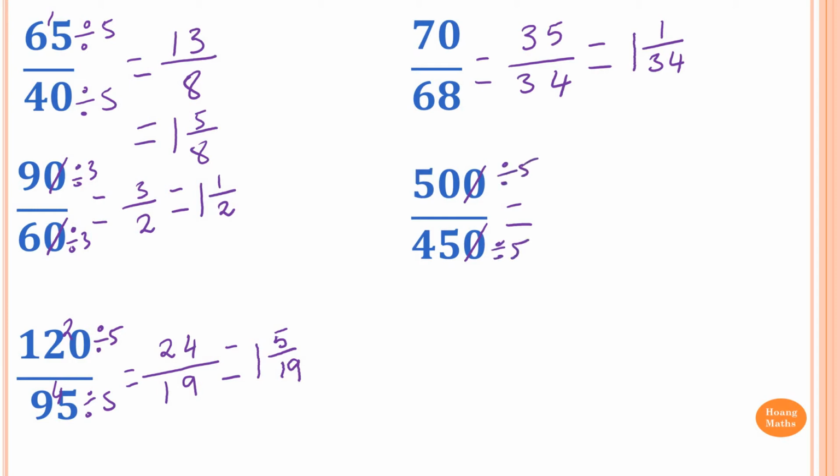50 divided by 5. So 5 go to 5 is 1. The 0, just write it down. So it becomes 10. With 45 divided by 5, 5 times 9 is 45, so the answer is 9. So 10 over 9. You cannot simplify any further, but it is an improper fraction, so we make it into a mixed numeral. So 9 go to 10 is 1, remainder 1. So 1 and 1 over 9.